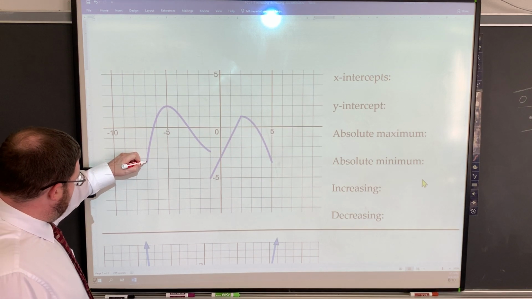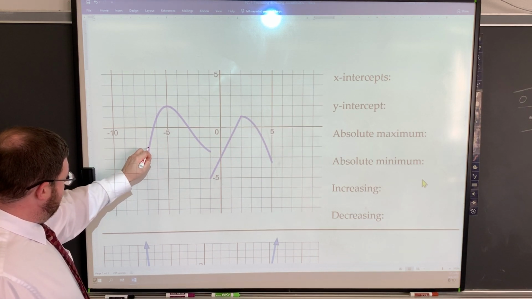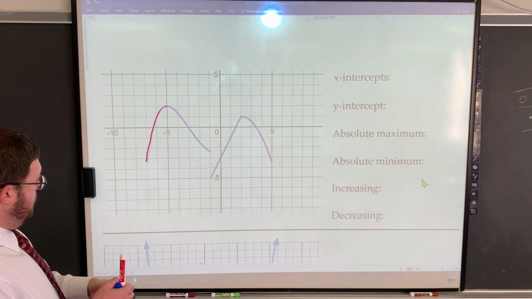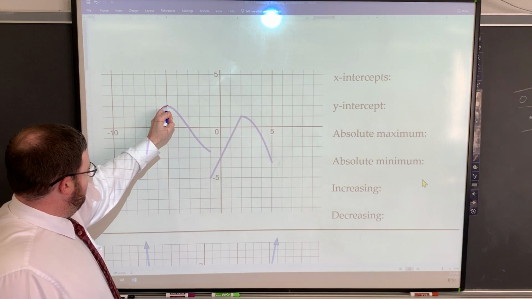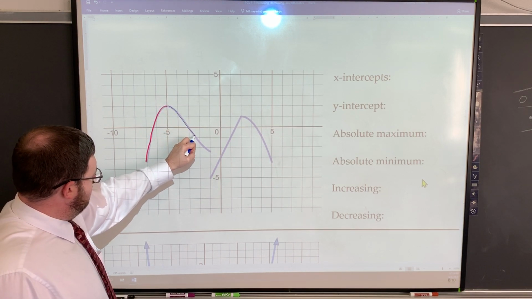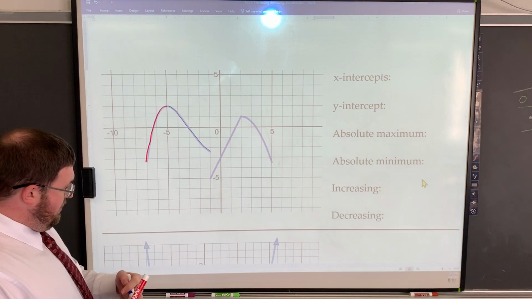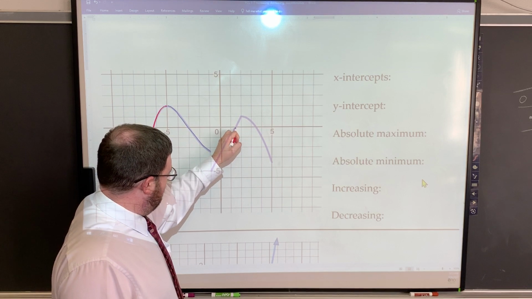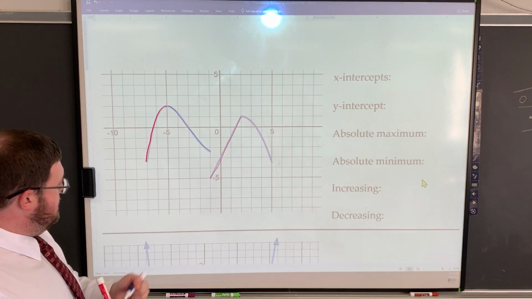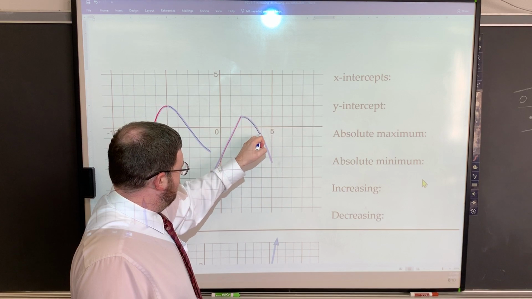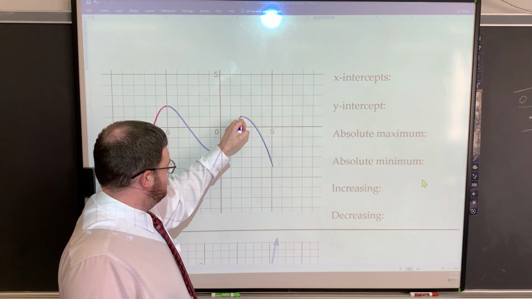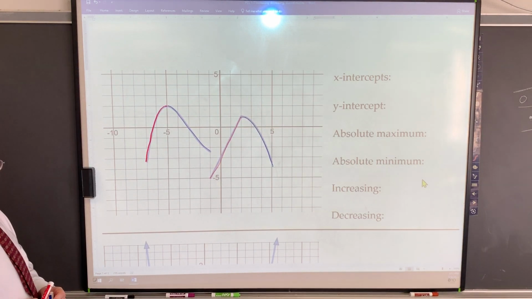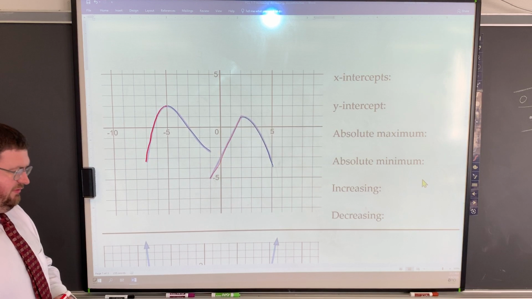So as we go from left to right, this is going up. And then right here at that point where I stopped, it stops going up and it starts going down. Right here where I stopped, it jumps down to this other piece and starts going up. And then at that point right there, it stops going up and starts going down. So the red parts where it's going up, those are increasing from left to right. And the blue parts where it's going down, those are decreasing from left to right.